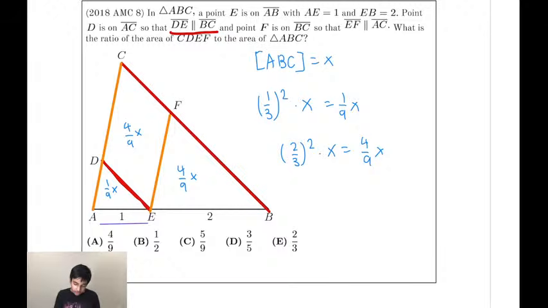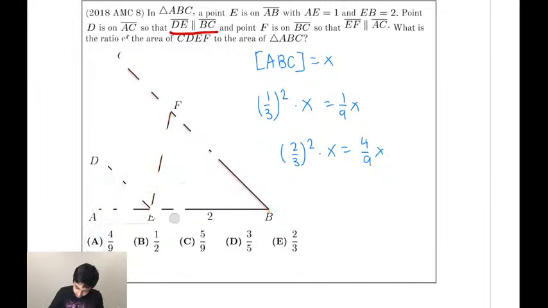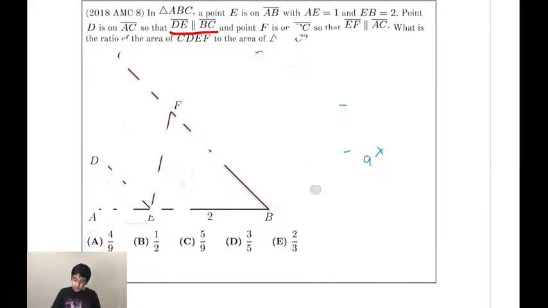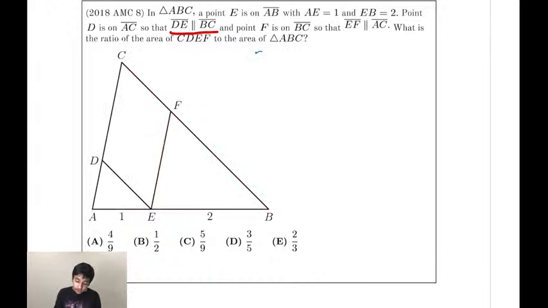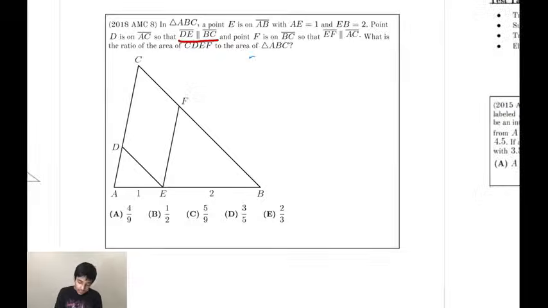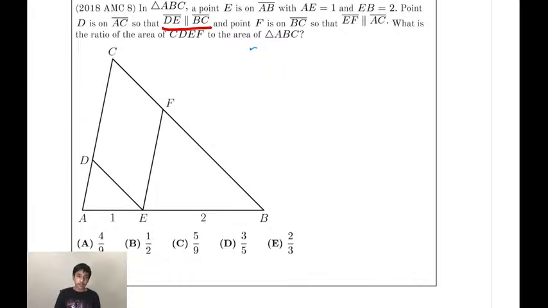Okay, so now what does that mean for us? Well, the ratio of the area of EFB to ABC is clearly just going to be 4/9, since it's 4/9 x over x. We're actually going to talk about this a little bit later, but now let me explain a way to solve this without actually solving the problem. So let's say you didn't know how to solve the problem, or you were running short on time. How do you solve this? By estimating dimensions.